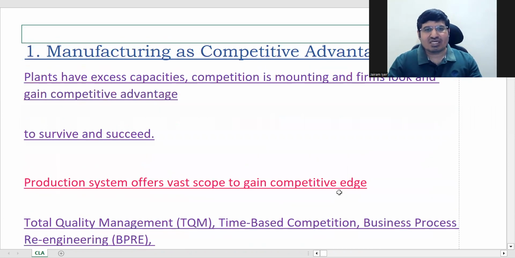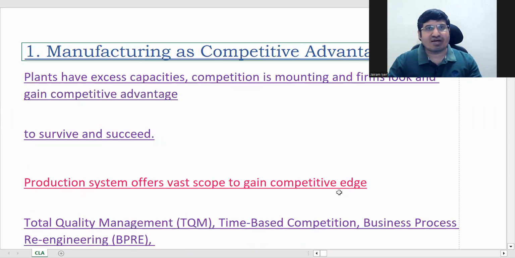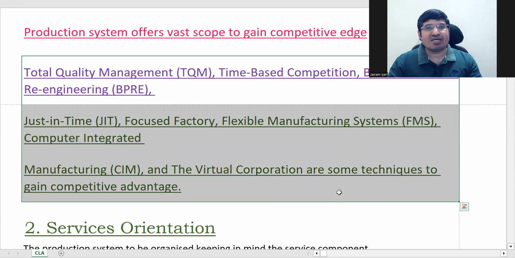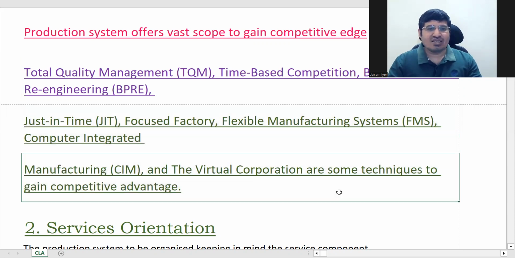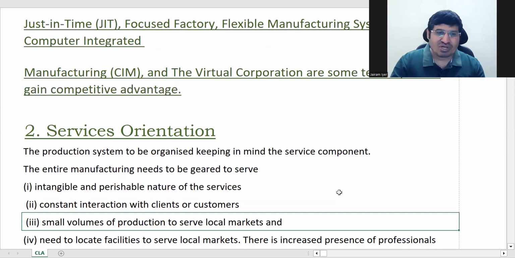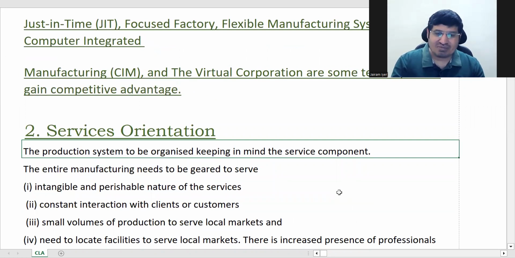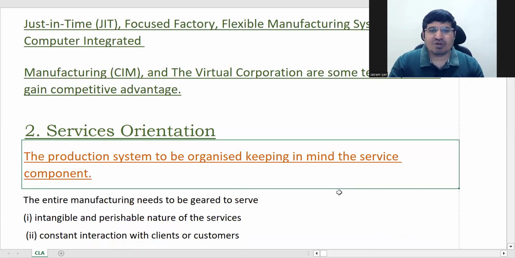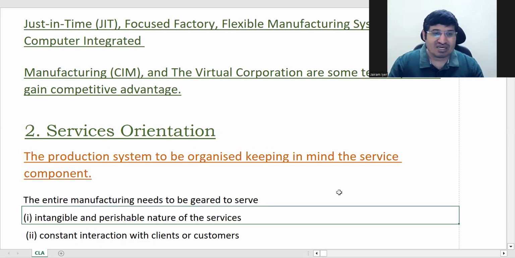So the first thing is manufacturing as competitive advantage. You have to use these modern tools to get competitive advantage. Now, second is services orientation. The production system has to be prepared keeping in mind the service component, because you're selling the service. The production system cannot be independent. It has to be under operations management. That's called a services orientation.